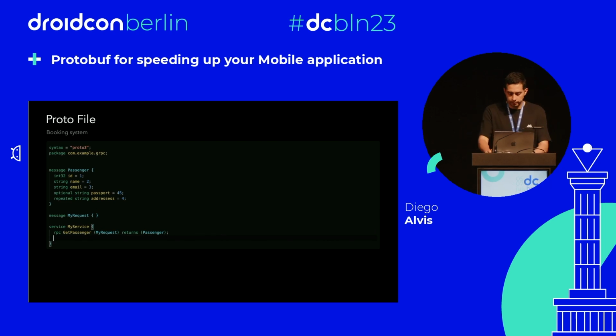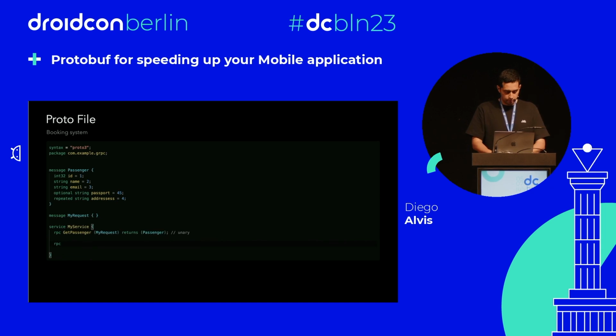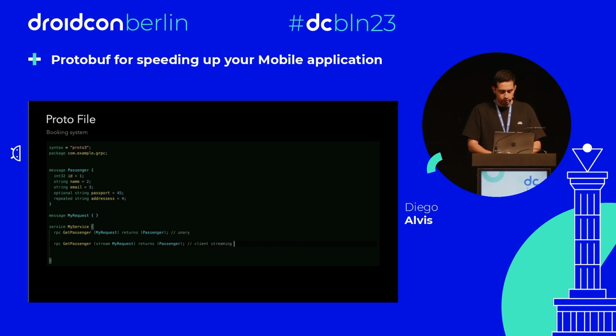And this one is a unary call. But if you want to have a client streaming or server streaming or bidirectional, then you will add, let me copy this one here, the reserved word stream. So this one will be client streaming, because it's the client who is sending the stream, right? This is, let's say, the body of the request, the one that is in the first place.